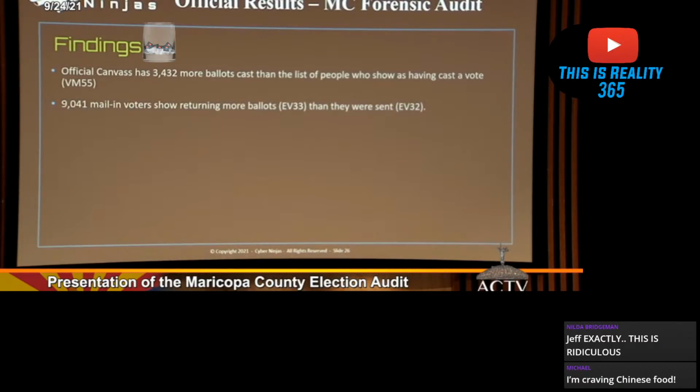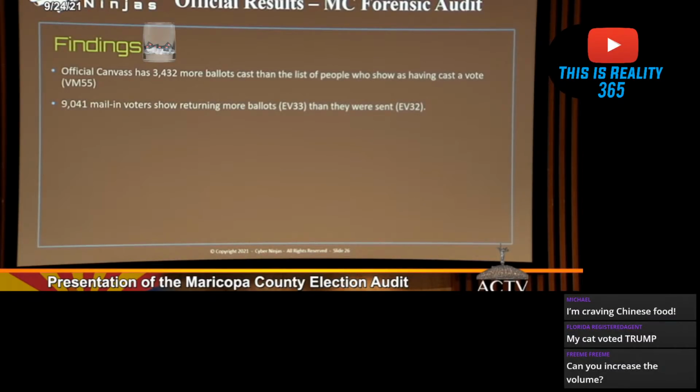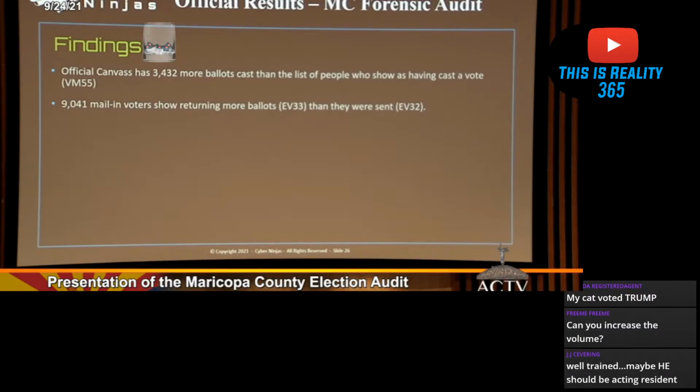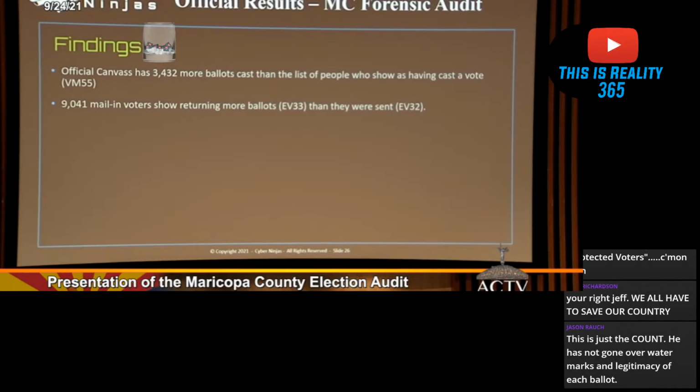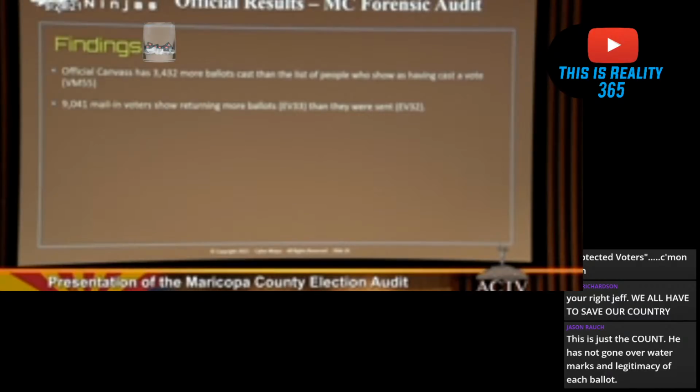Now, we do have 9,041 mail-in voters shown with return ballots, more return ballots in EV33 than were sent in EV32. Sounds like Dr. Shiva found something very similar to this as well. So specifically, we found they were mailed one ballot, but somehow two ballots were received, which I do not know how you would have one ballot sent and two received. The assumption would have to be that it's a clerical error or there's something else going on. It's not clear how you can have that happen.